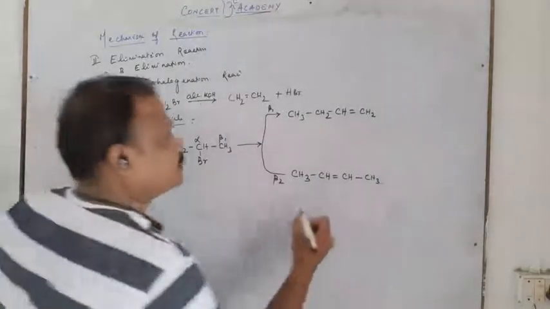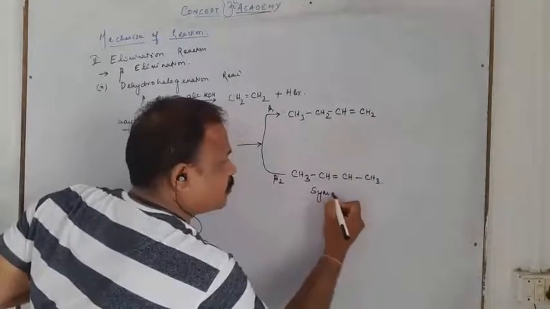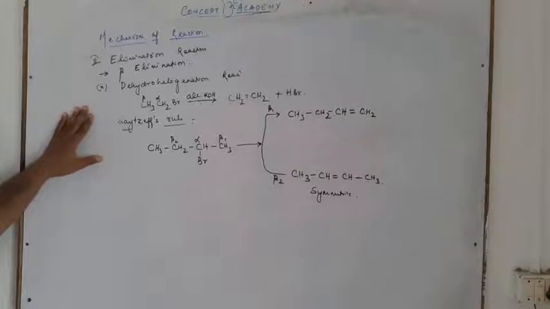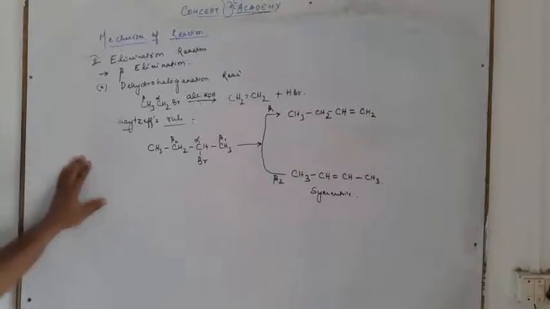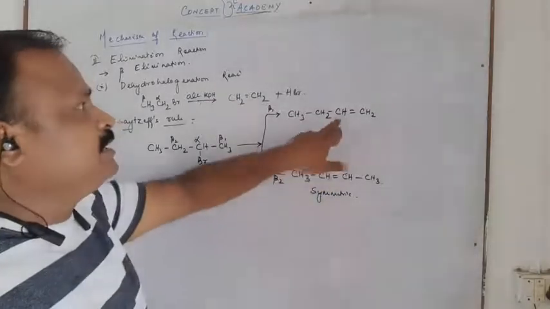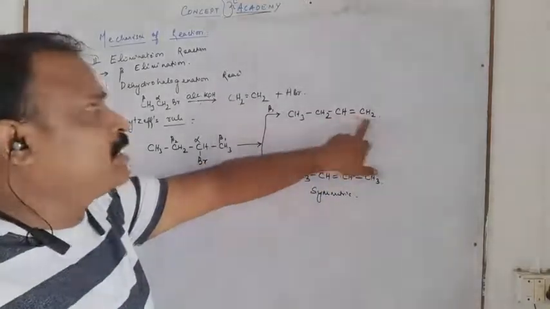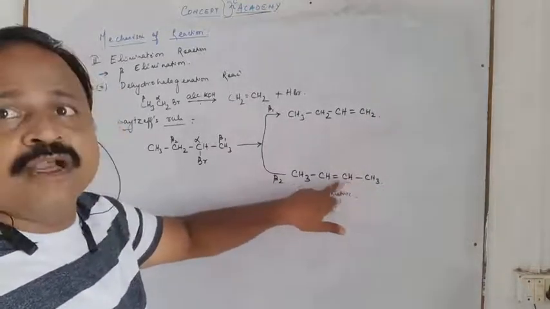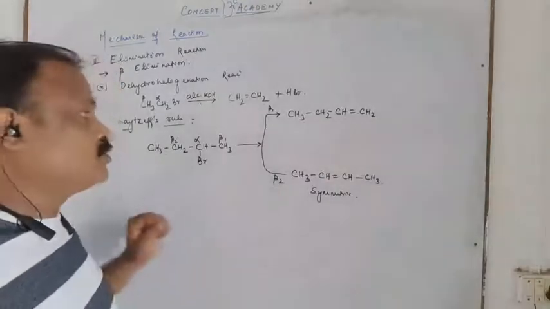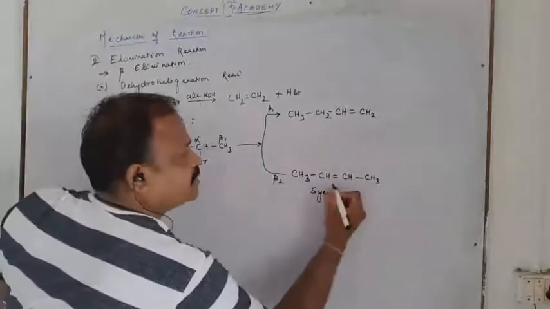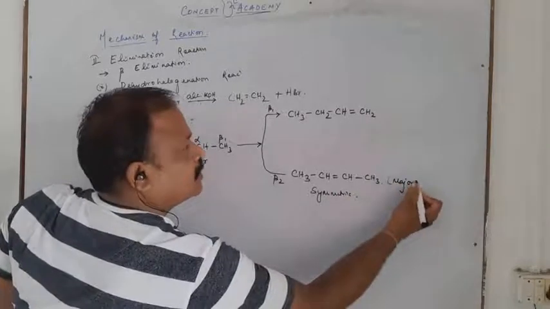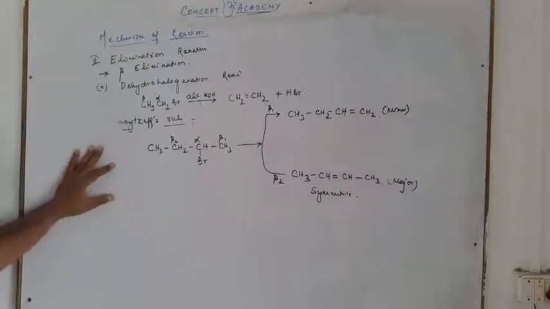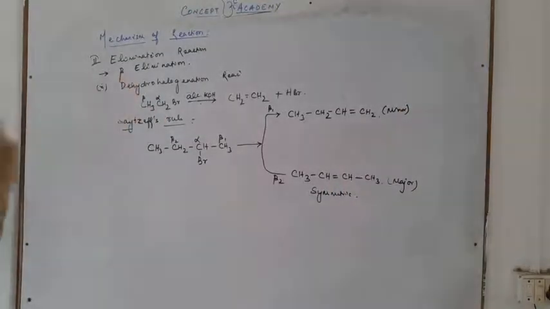So the more symmetrical, what I said just now in Saytzeff's rule: the alkene having fewer hydrogen atoms on the doubly bonded carbons is more stable. Here in the doubly bonded carbons there are more hydrogens, whereas here there are fewer hydrogens, and it is also symmetric. So this is the major product, and this one is the minor product, that is, it is formed in lesser amount. Both products are formed, but this one in less.